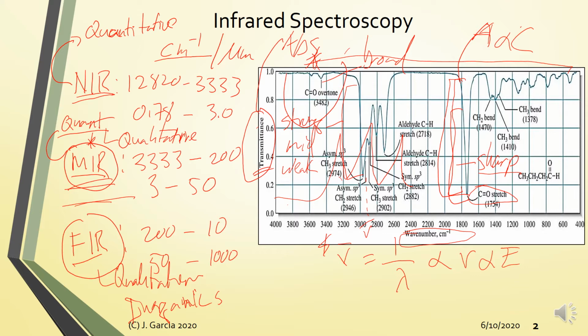So if mapapansin from 4,000 to say 400, you are actually going towards longer wavelength. So longer wavelength meaning you are going towards lower energy level. And this is analogous to your UV spectra. Diba? Remember, from left to right, for your UV spectra in terms of wavelength in nanometers, increasing din yung wavelength, yun yung convention natin.